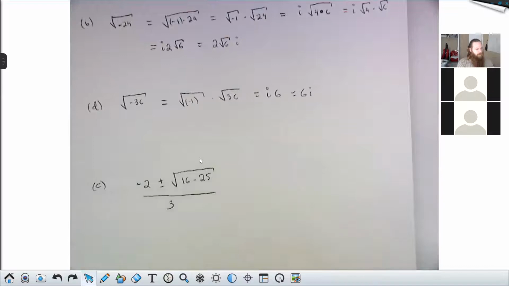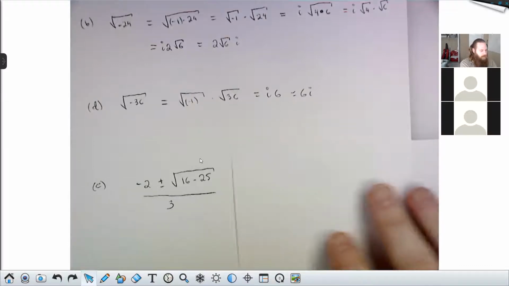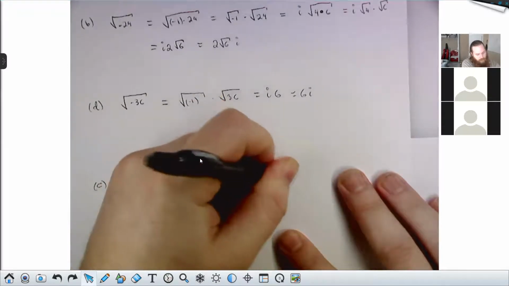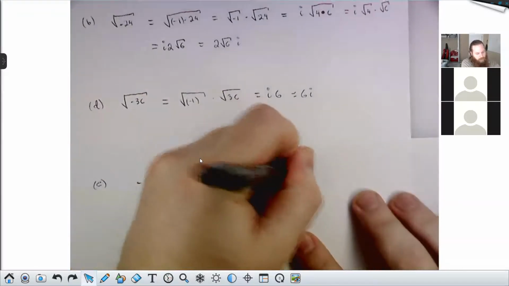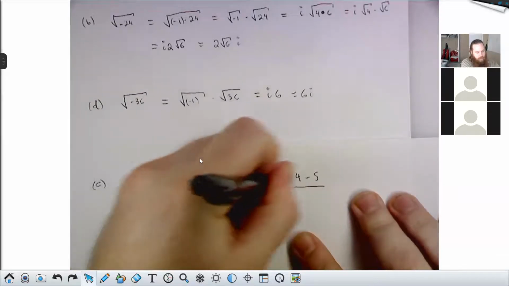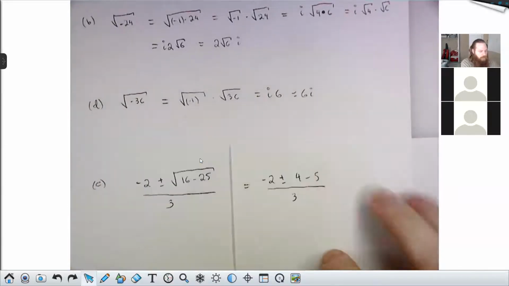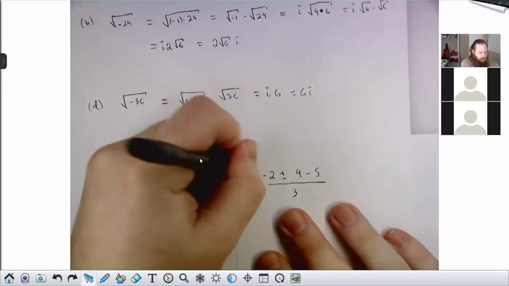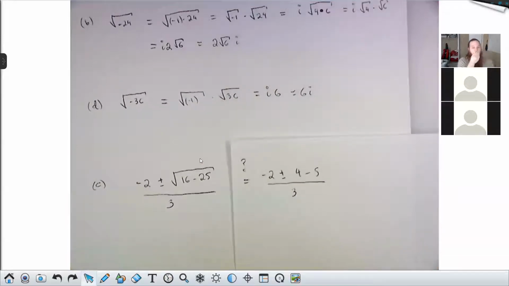Don't write this down, but I want to ask you a question. Is this the same as -2 plus or minus 4 minus 5, all over 3? Can I do this? Don't write it down, I'm just asking you. Is this allowed? The square root of 16 is 4. The square root of 25 is 5. So are these equal?